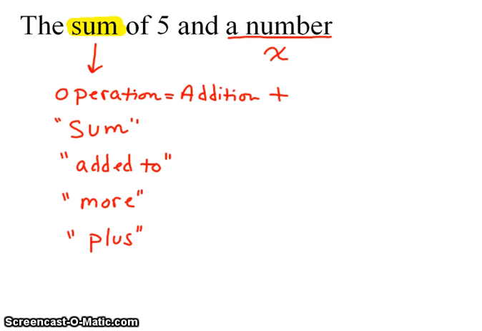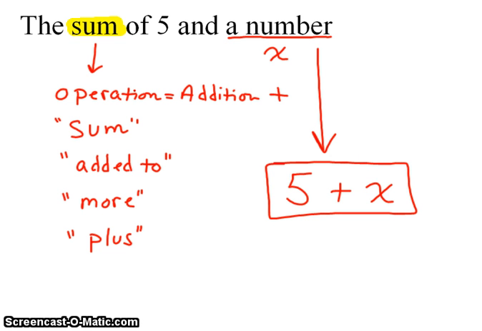Then you also have to think about the order. We have the sum of 5 and a number. Now we know we're going to call the number x. What are we doing with the 5 and the x? We're adding them together. The order is important too. If you see the phrase the sum of, the order remains the same: 5 plus x. That's the algebraic expression that represents the sum of 5 and a number. So again, for addition, you're looking for keywords: sum, added to, more or more than, and plus.